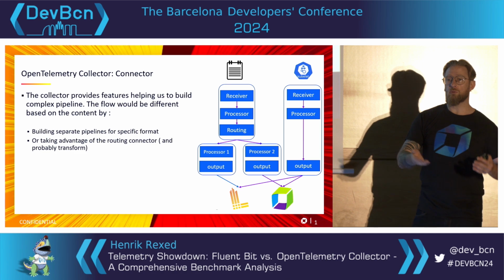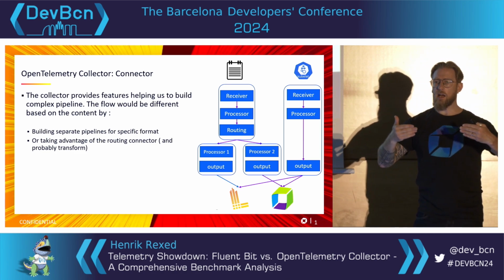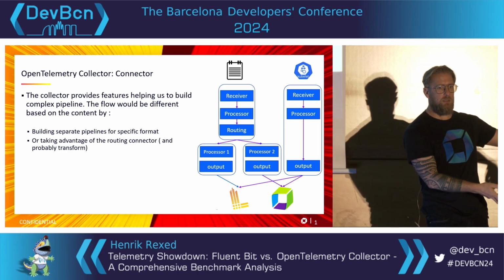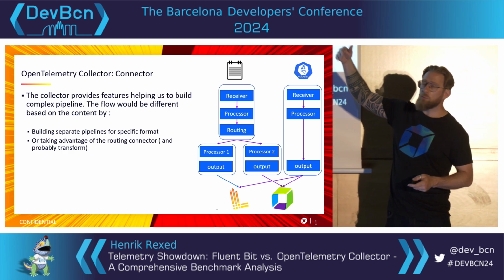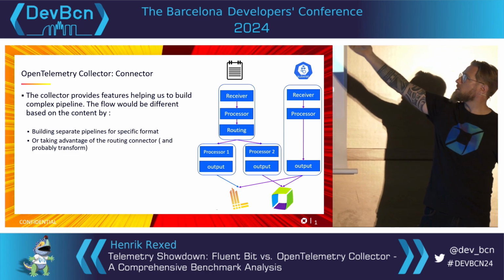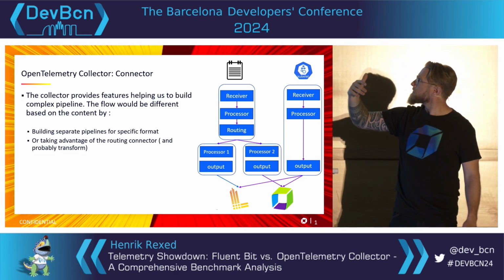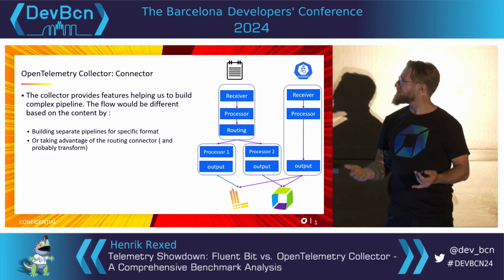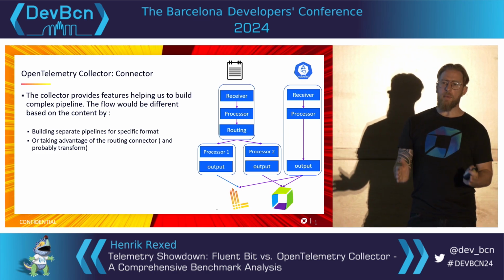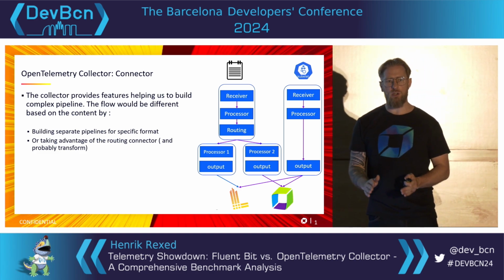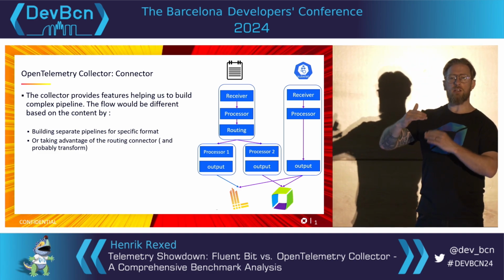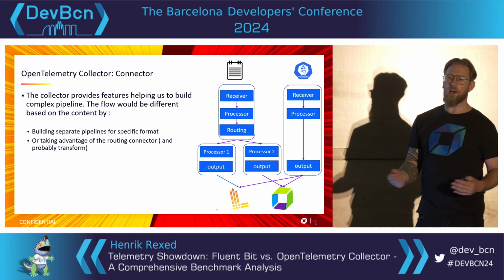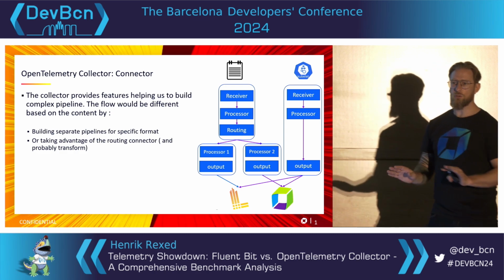routing plugin. And the routing plugin will say, okay, if the content has this, then I'm going to trigger this pipeline. If the content has this, I'm going to trigger this pipeline. So it's like a switch. So then the other pipeline will have the routing connector as a receiver, as an input plugin. And at the end, with this notion of routing connector, you can do amazing pipelines and very, very complex pipelines. But if you just look at the number of lines to do the same thing that you did in Fluent Bit, you end up with 5 or 6 times more lines just to do the same thing.